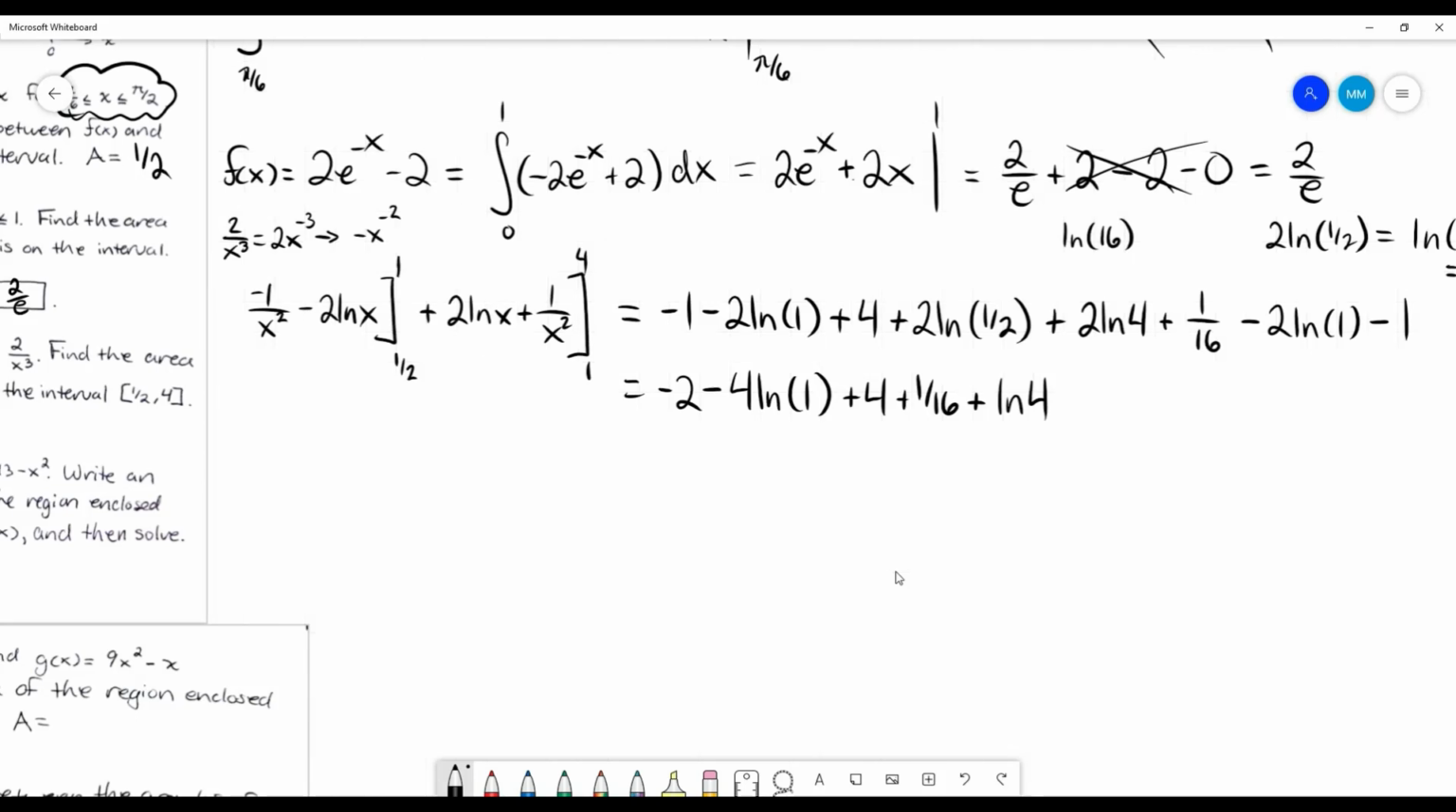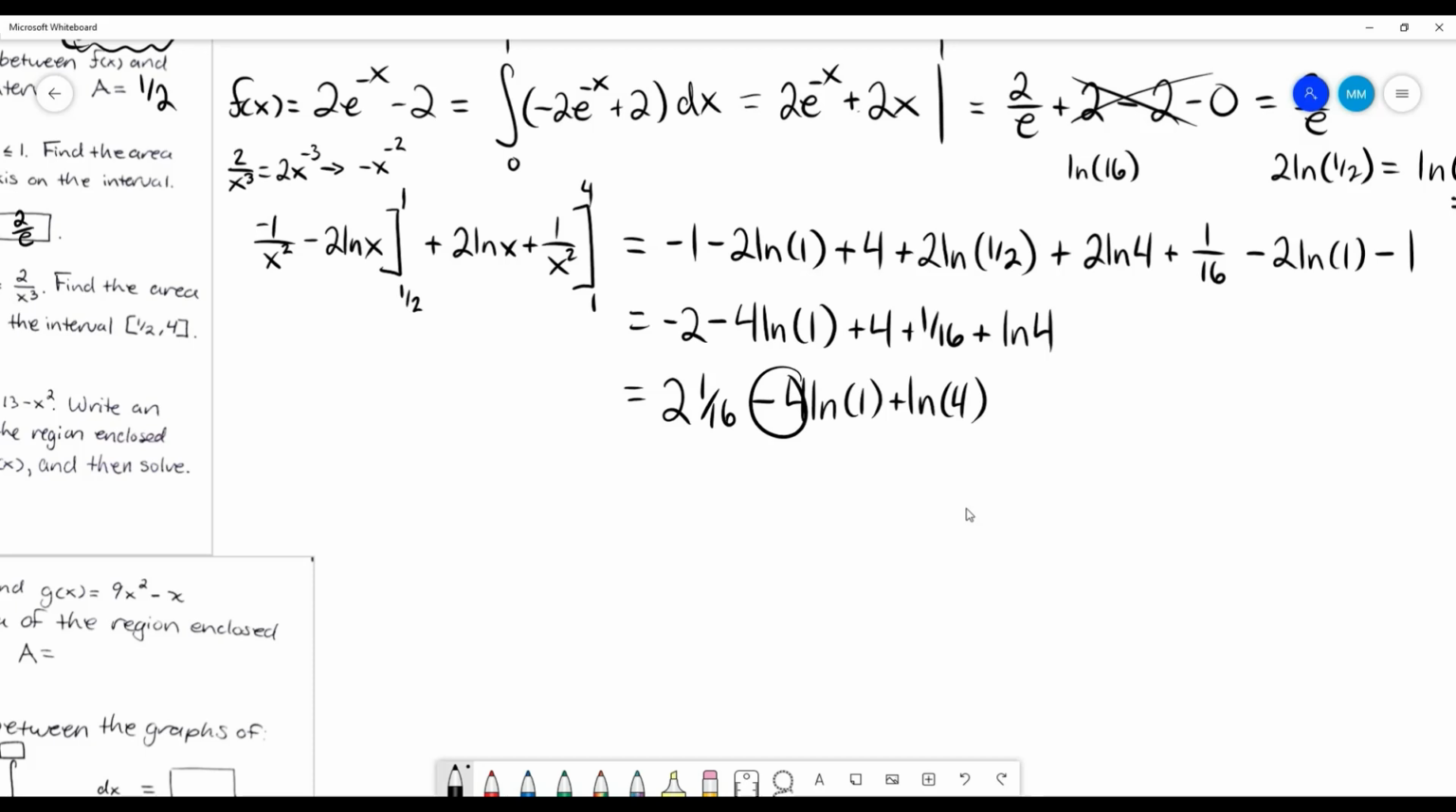Let's see if we can further combine this. So I've got negative 2 plus 4 is just 2. So 2, and then I've still got that 1/16, so I'm going to say 2 and 1/16. And now I've got this. And I'm going to consider this to be a negative 4, so I'm going to rewrite that like so, remembering that that negative 4 can be my exponent, which would then be natural log of 1 over 1 to the 4th, which is still just natural log of 1, funnily enough. I believe I can do that. That should work.